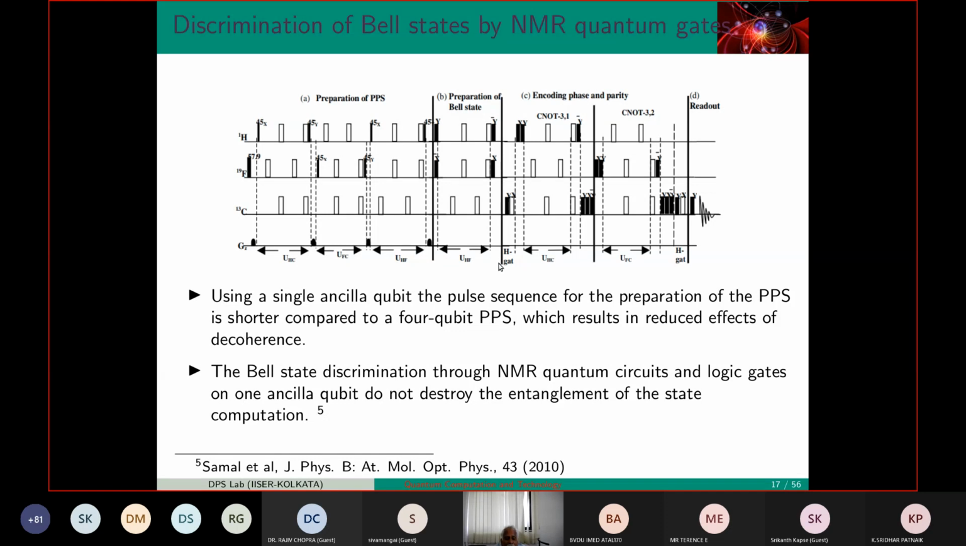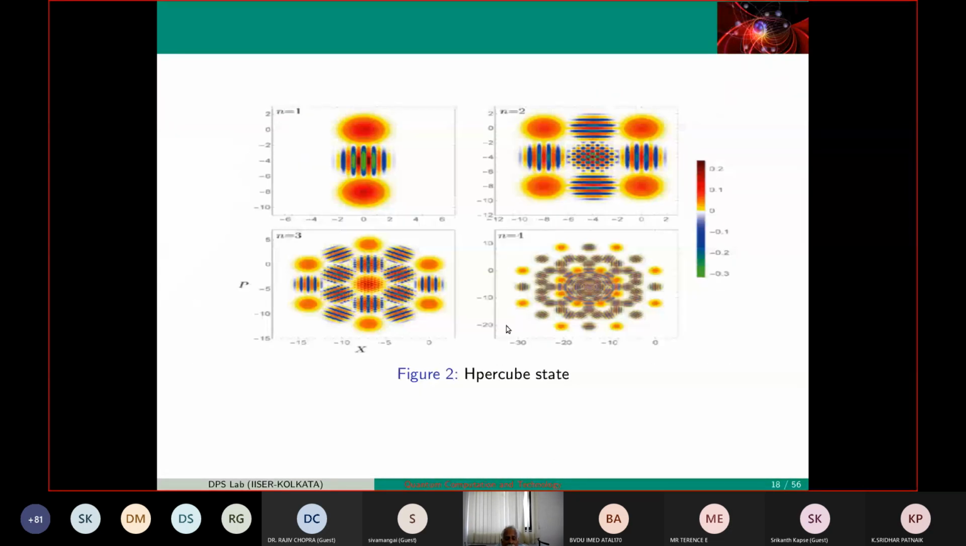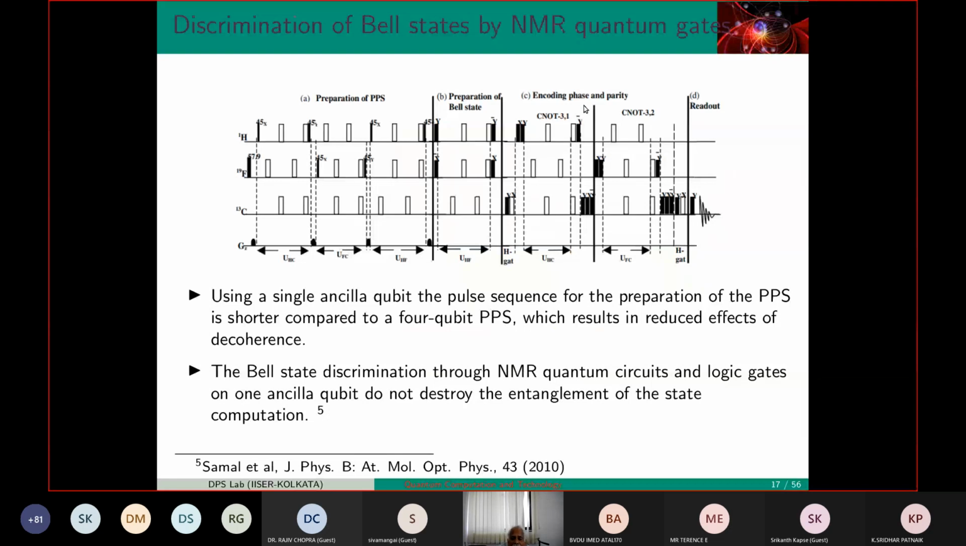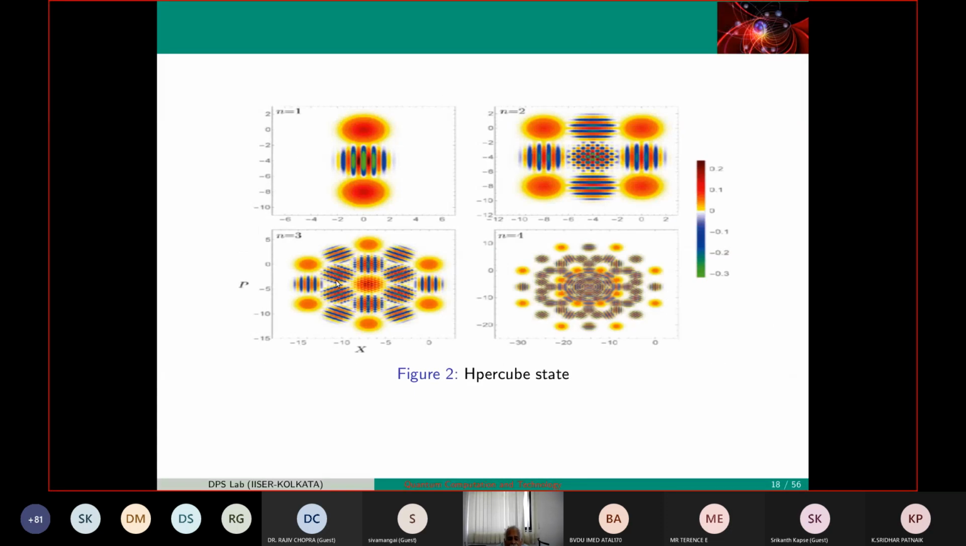NMR people use various kinds of pulses to create this. Fairly complicated, but they have been done. If somebody is curious, read this paper, Samal and others, Journal of Physics B 2010. You can actually discriminate Bell states without destroying them. Okay, nuclear magnetic resonance, pseudo-pure state. Now you may ask, too complicated. Can I come up with simpler versions where quantum information can be processed and measurement can be done? That brings in these kinds of states using light.